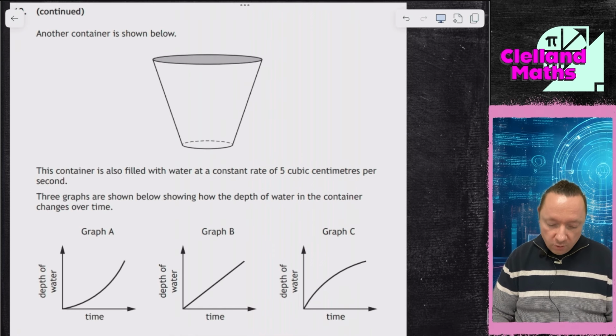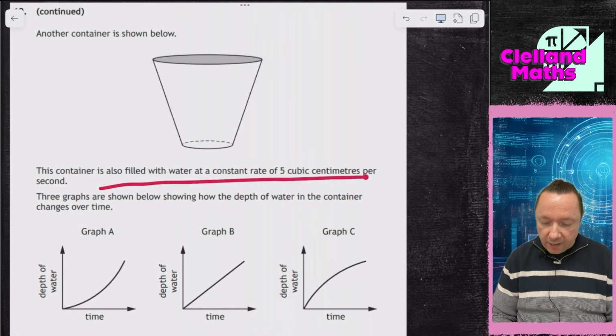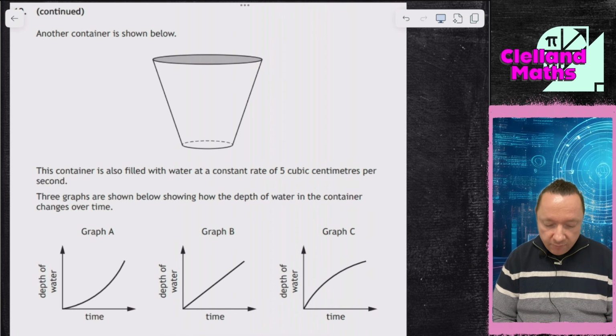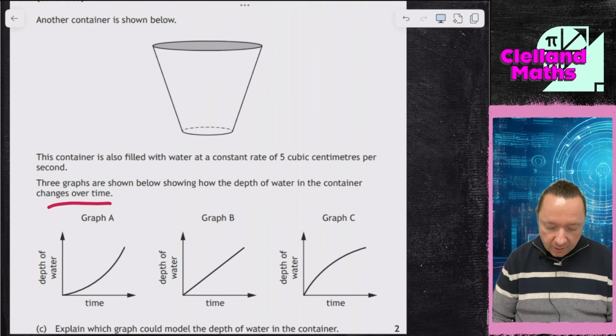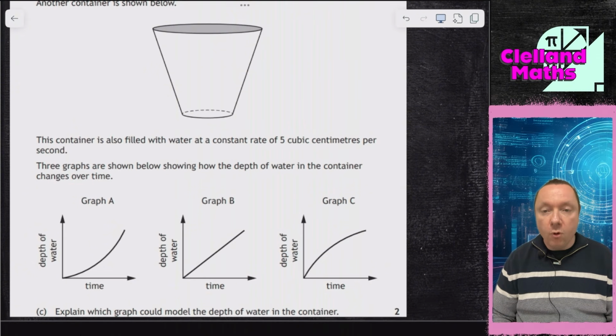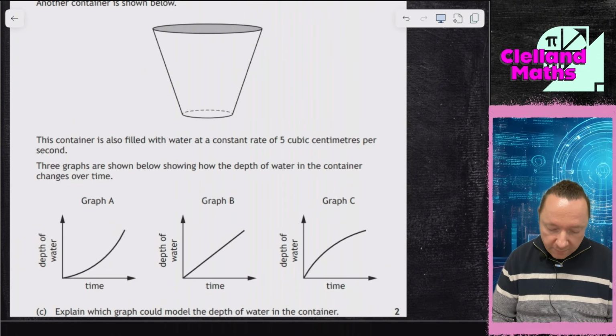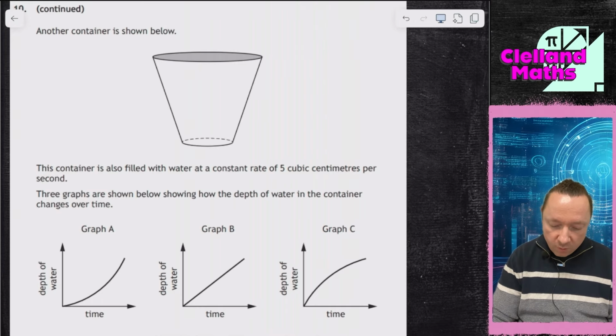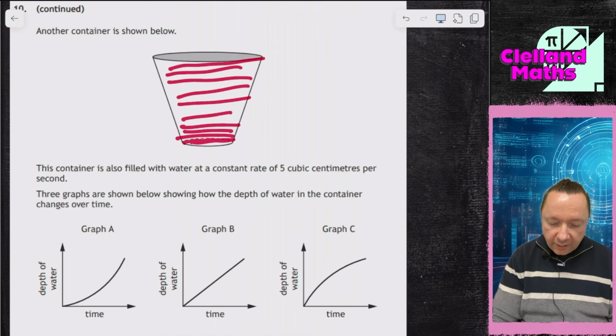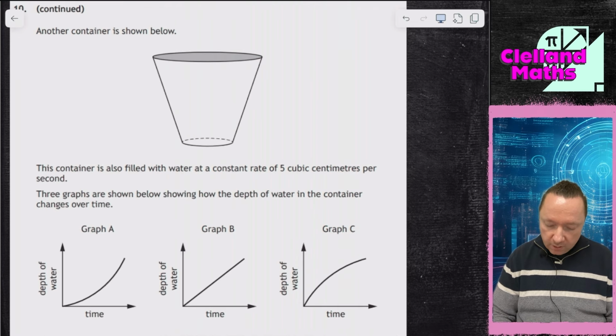Question 10, continued. Another container shown below. The container is filled with water at a constant rate of 5 cubic centimeters per second. 3 graphs are shown below, showing how the depth of water in the container changes over time. Explain which graph could model the depth of water in the container. So we've got graph A, B, and C. Well, what's happening? If I put water in, it's going to be fast at the start and get slower as we go up. So we want something that gets fast at the start and gets slow as we go up. Well, that doesn't happen at B, that's just the same over time, so it's not B.